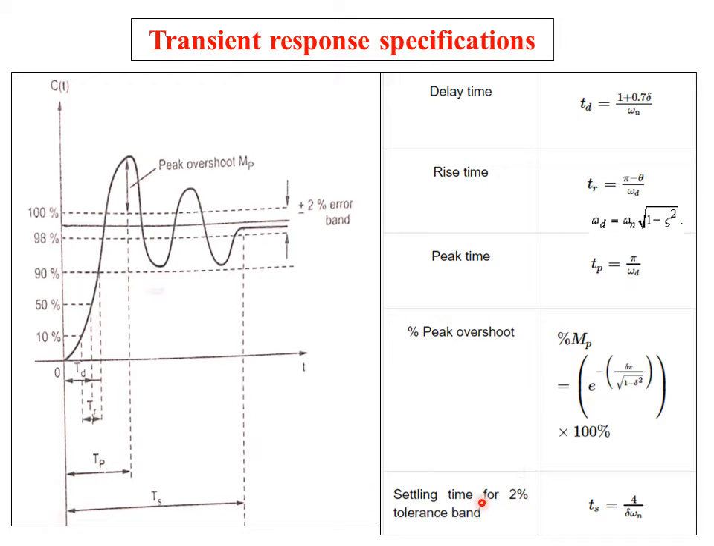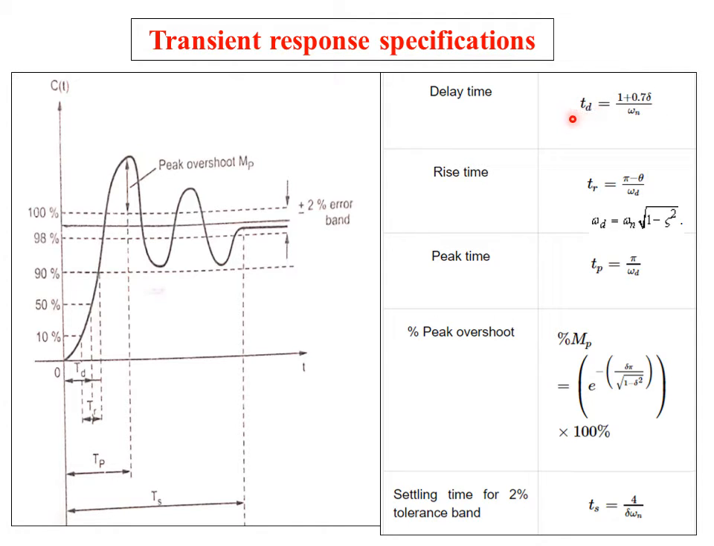Consider a 2% tolerance band, that means a 2% error band is taken. This is the desired output, so 2% over here and 2% over here. Within these two limits my output should lie, and that is taken as the tolerance band. Now, whatever is written over here, these are the formulae.